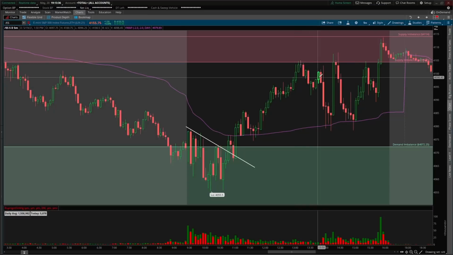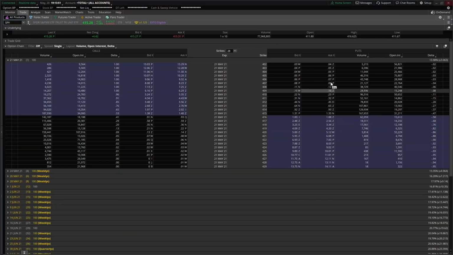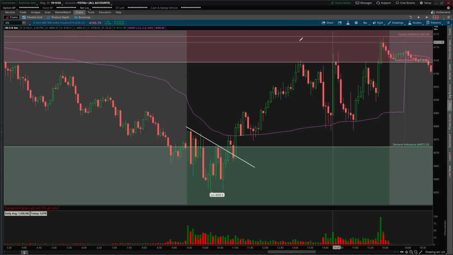At this time, ES was around 4100, 4105. So you would have been safe playing the 4100 puts, even the 410 puts, or the 409 puts. So if we go to the option chain, you'd be able to pick out the option you're looking to trade. And the idea here is we are at a supply or sell imbalance, and we have sellers active at this area.